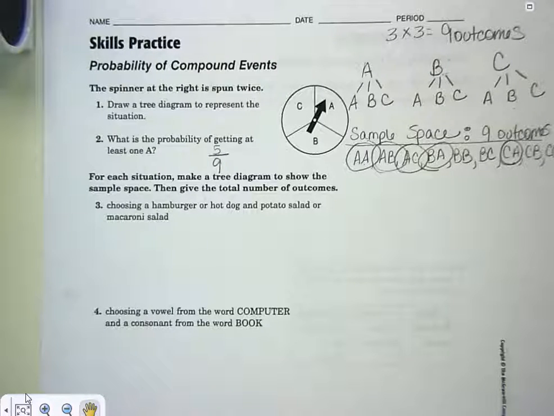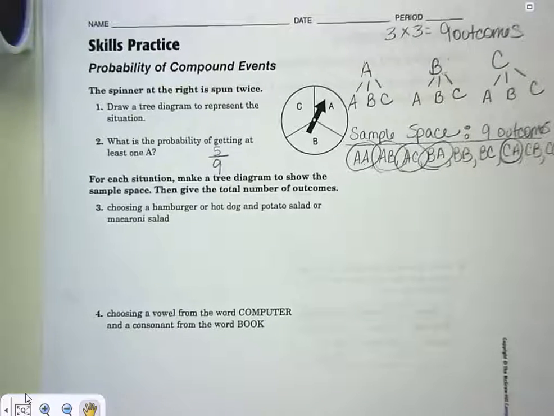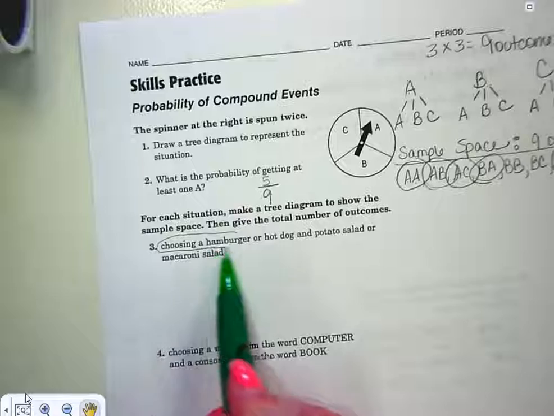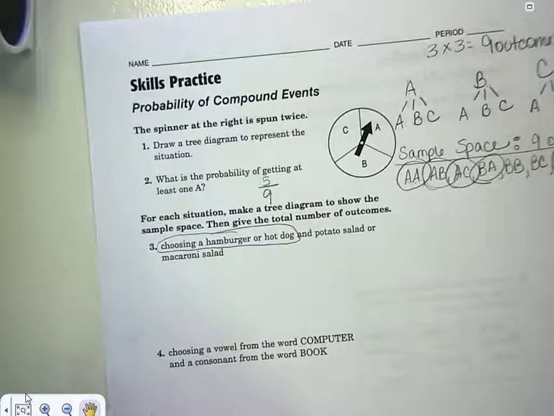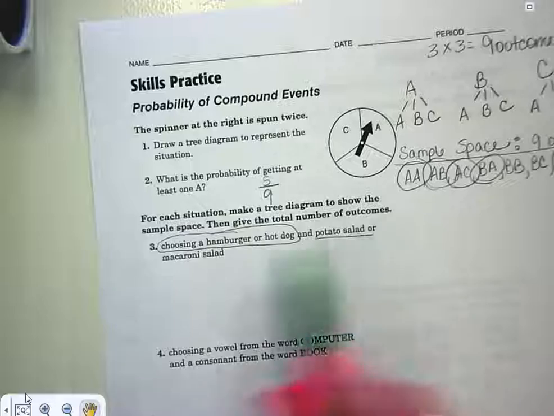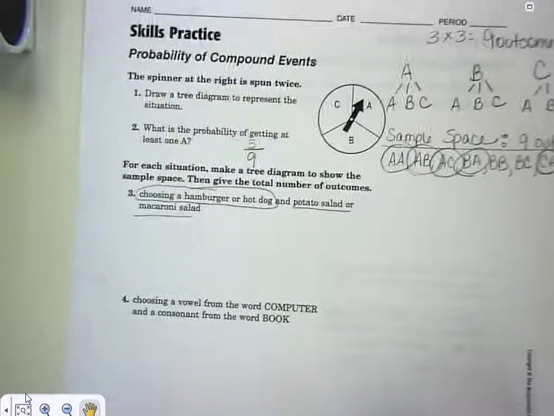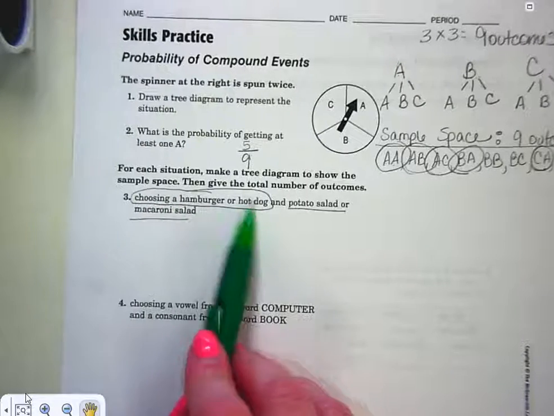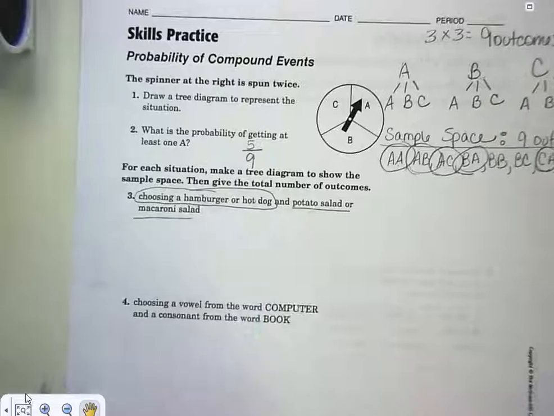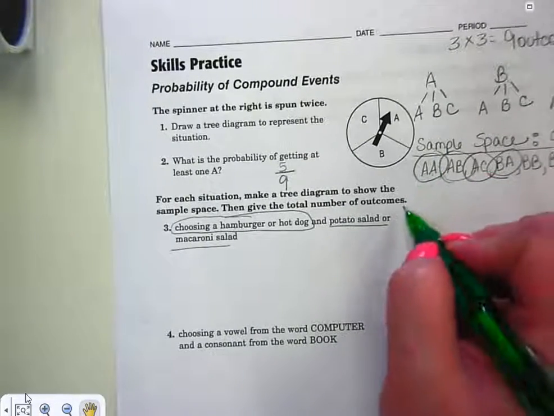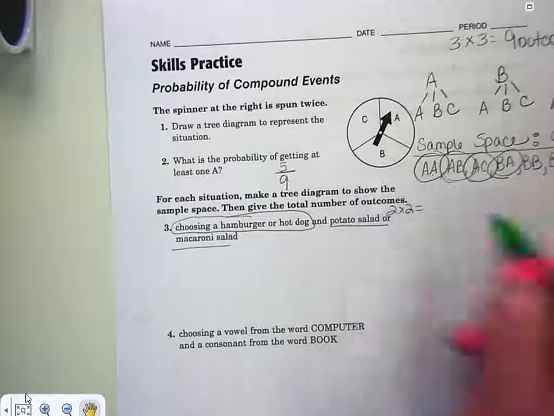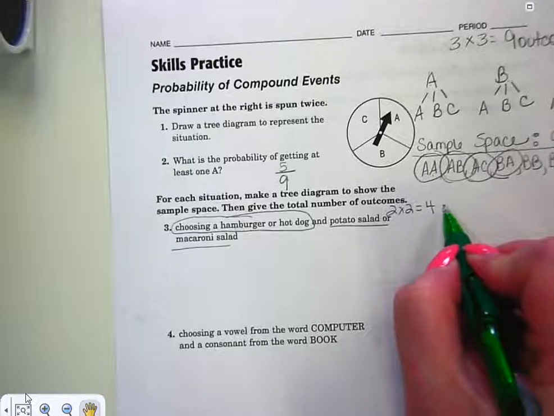For each situation, make a tree diagram to show the sample space, then give the total number of outcomes. So, the first thing is you are going to choose a hamburger or a hot dog, and then you have to choose potato salad or macaroni salad. So, the first thing, there's 2 different choices, and the second, there's 2 different choices. So if I did that mathematically, how many outcomes do you think there are? 2 times 2 equals 4. I think there's going to be 4 outcomes.